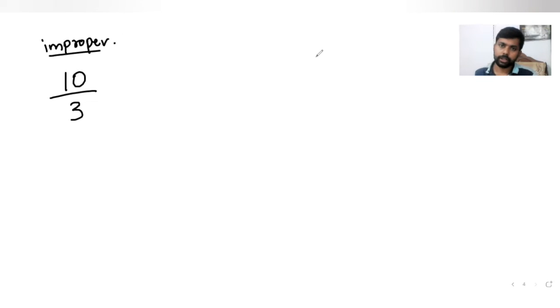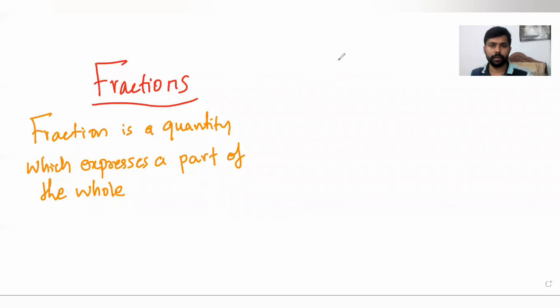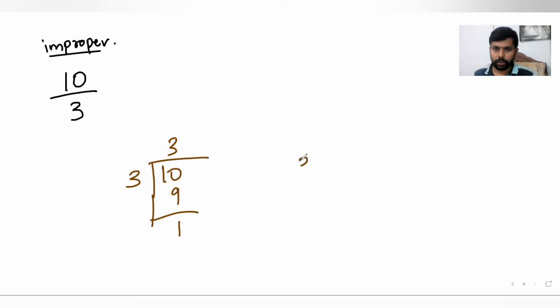Let's see another example. What is the mixed form of 10 by 3? 10 by 3 is an improper fraction. This improper fraction can be written as a mixed fraction. How can we convert this into a mixed fraction? That's also very easy. Exactly as we have seen here, 10 can be divided using 3. We get 3 threes are there, 9, and the remaining is 1. And this quotient we are taking as the whole value, and the remainder we are taking as the numerator, and the divisor we are taking as the denominator. So 3 1 by 3. This way we can convert 10 by 3 into the mixed fraction 3 1 by 3. So this is the mixed fraction form.